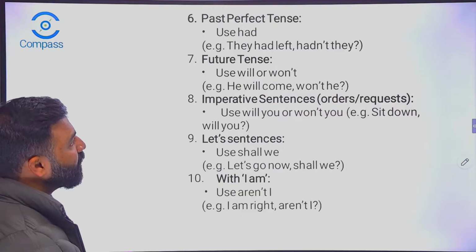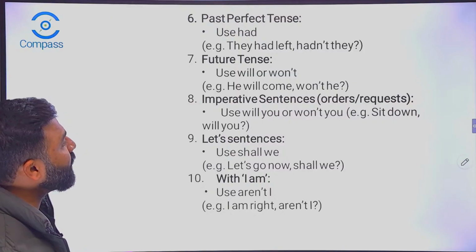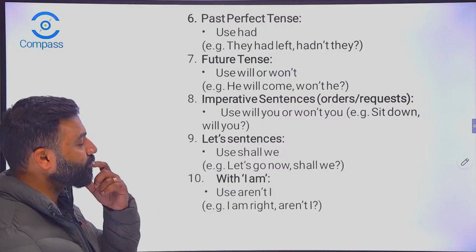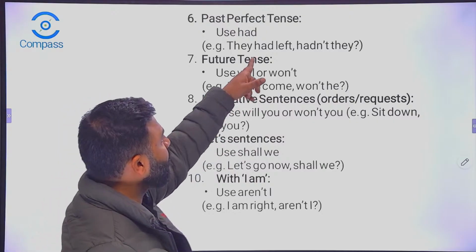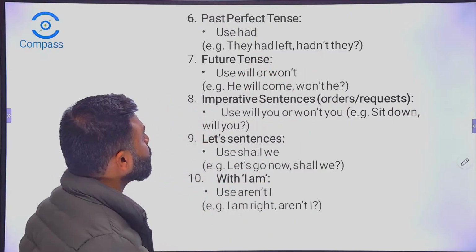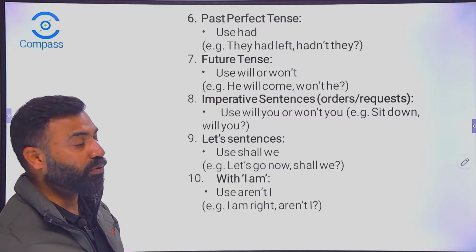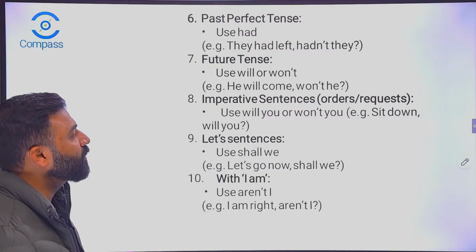For past perfect, we have had over there. They had left, hadn't they? What have we done here? Had is used here and we have added not. Future tense, will or won't. So he will come, won't he?